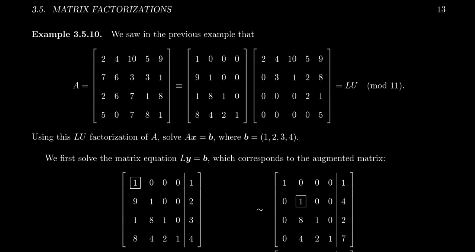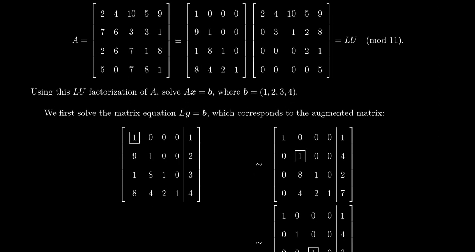So the first thing we have to do is solve the equation Ly = b. So we're going to take the lower triangular matrix on the left and augment it with b right here. We want to solve for this vector y. y is not going to be the solution to Ax = b. It's an intermediate vector. So we solve this one. And I want to go through the details of this to show you how simple this calculation is going to be, even when you're working mod 11 right here.